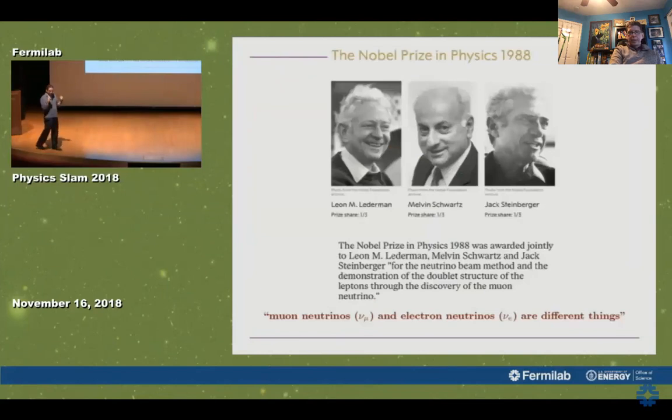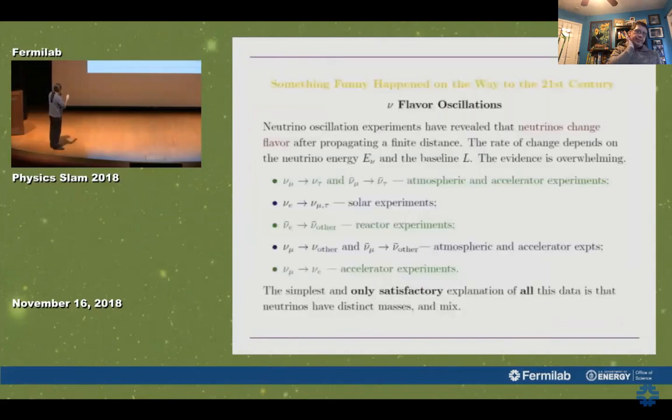The electron neutrino and the muon neutrino are different particles. This is Leon Lederman that many of you may have seen before. He was a Fermilab director for a long time, and he passed away earlier this year. So their job was to show that the muon neutrino and the electron neutrino are different particles.